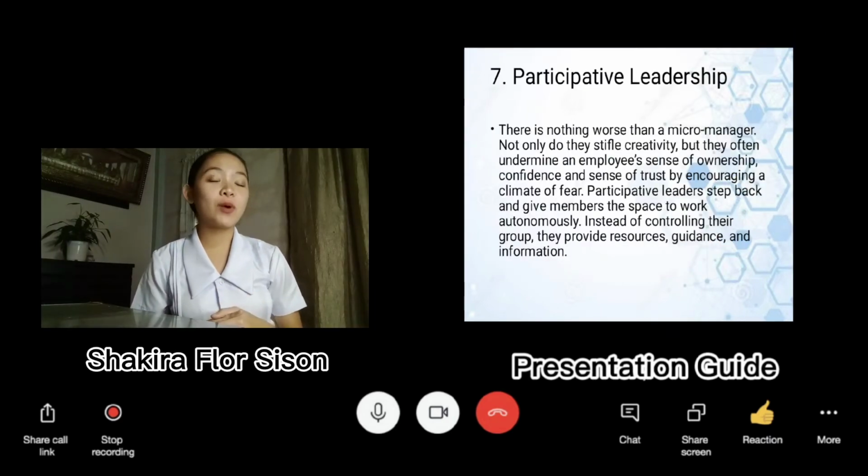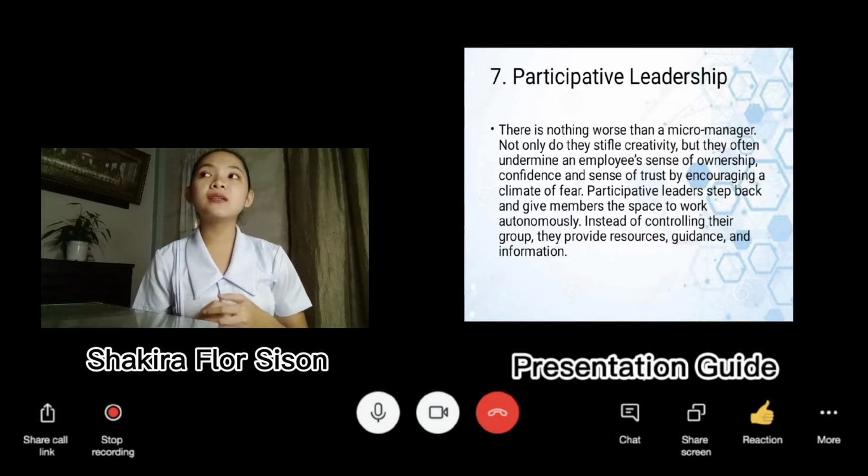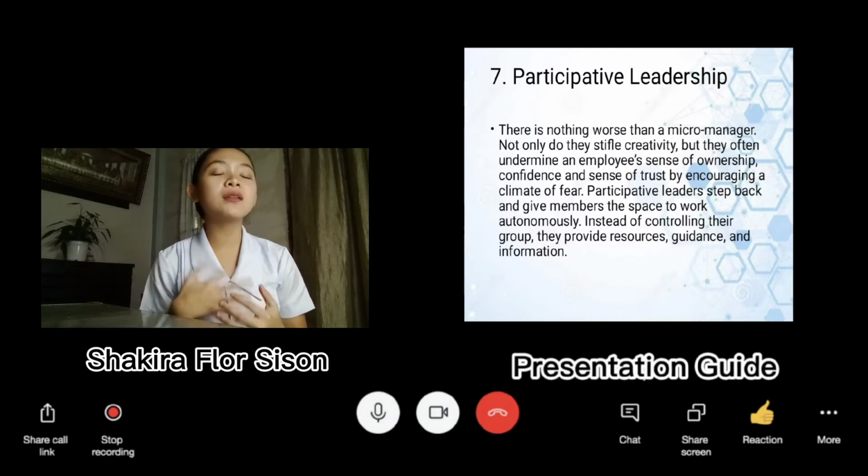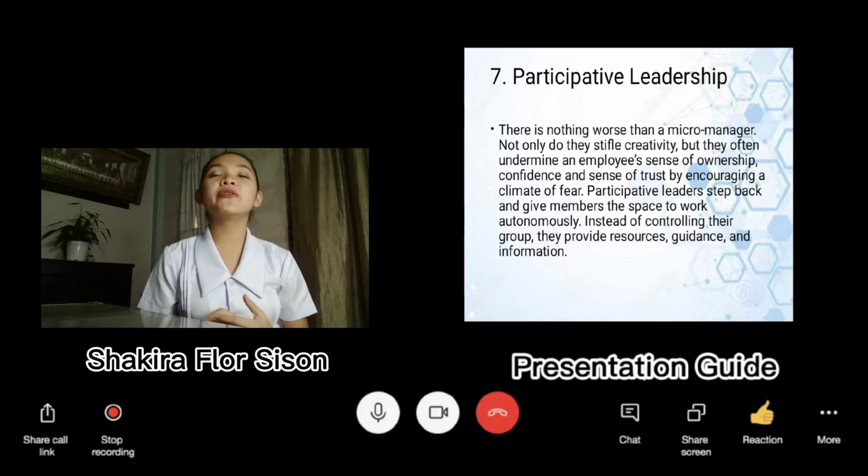So we have the seventh one, or the last one: participative leadership. There's nothing worse than a micromanager. Not only do they stifle creativity, but they often undermine an employee's sense of ownership, confidence, and trust by encouraging a climate of fear. So participative leaders step back and give members the space to work autonomously. Instead of controlling their group, they provide resources, guidance, and information.